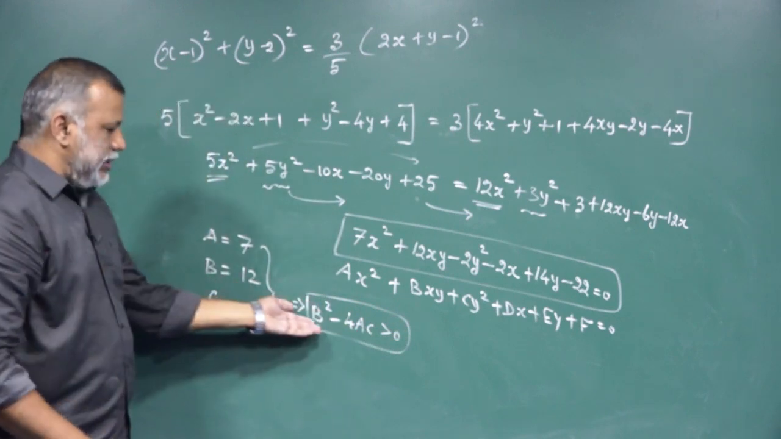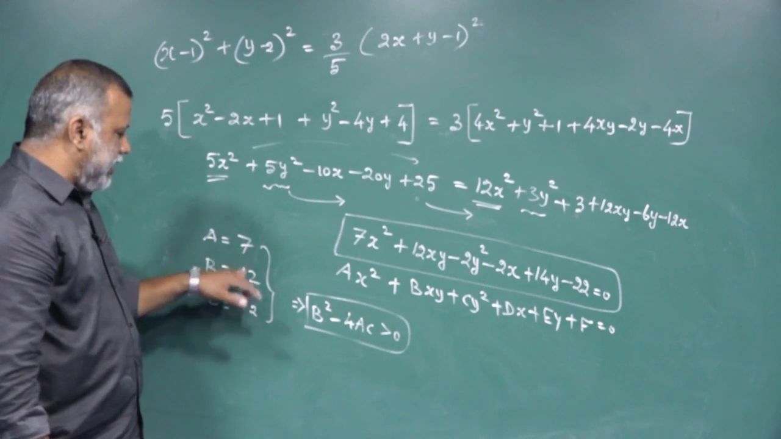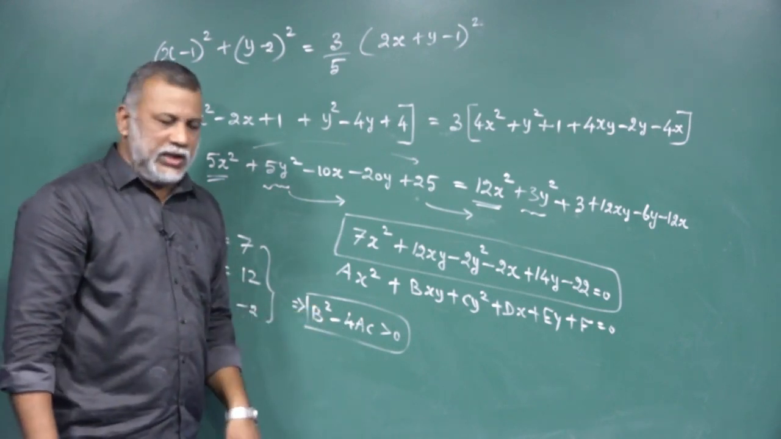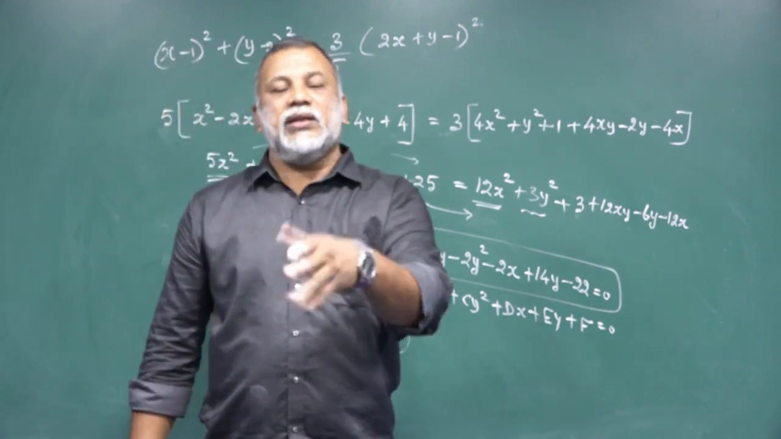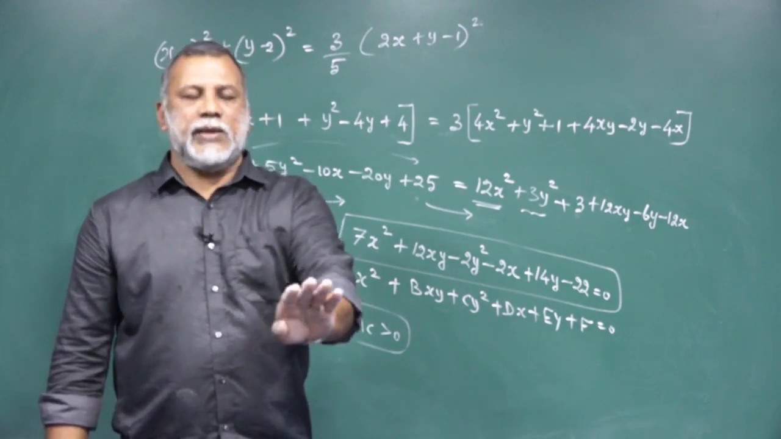From this, b squared means 12 squared. You can work out 4ac. C is already negative, so the negative will become positive. You can get the value: b squared − 4ac greater than 0. Therefore, it denotes the equation of the hyperbola.